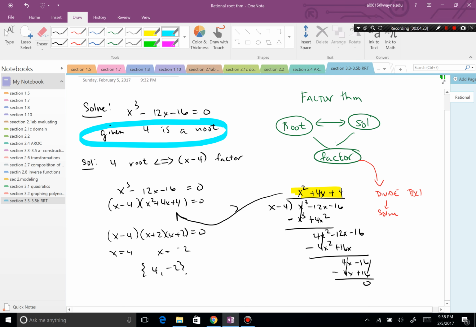So here's a question. What the heck do we do if we're not given a factor? What if they don't give us this? Then all this work that we have here that's based off of this is pointless.